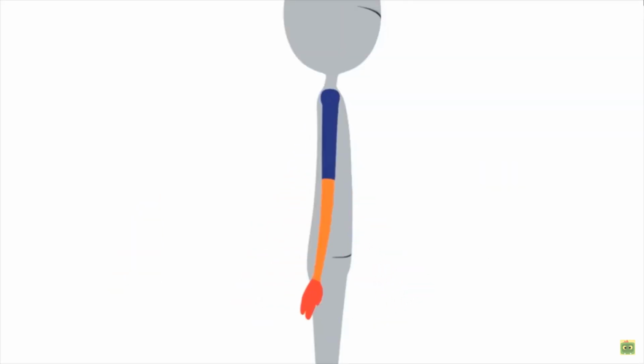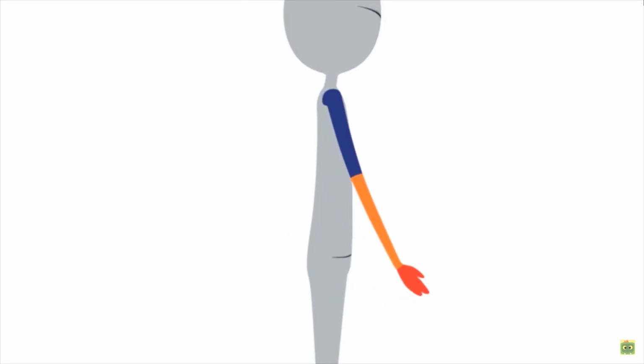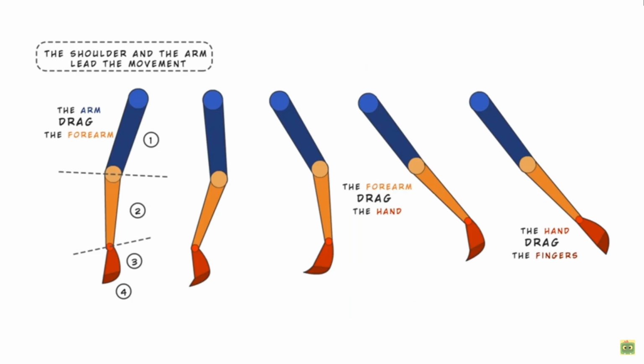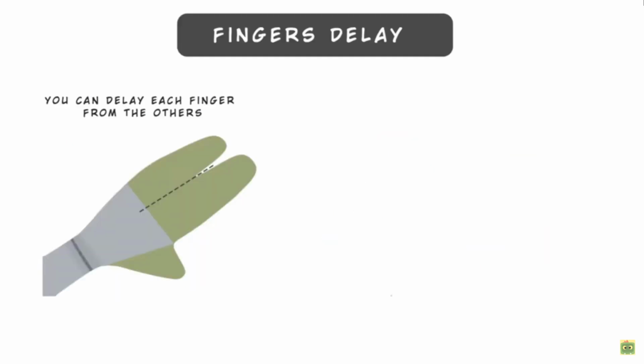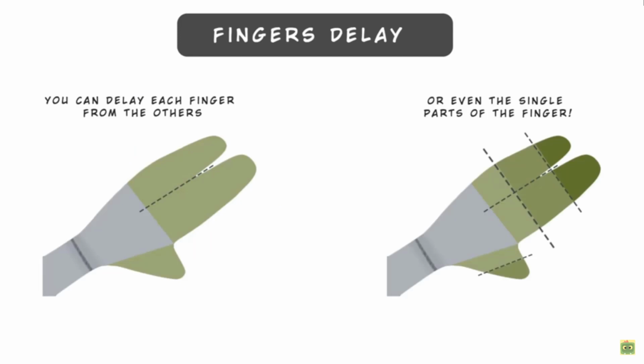When the leading parts arrive to a stop, the forearm, the wrist and the fingers stop with a delay and different timing. So the arm and the shoulder drag the lower part of the arm, and during these movements you can also break some joints and use the arcs to emphasize the delay. So at first animate the upper part, the leading one, then the lower arm, the wrist, and last add the fingers animation. You can also delay each finger from the others or even the single parts of the finger.